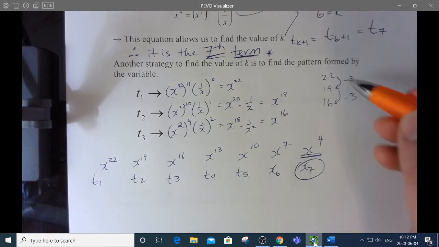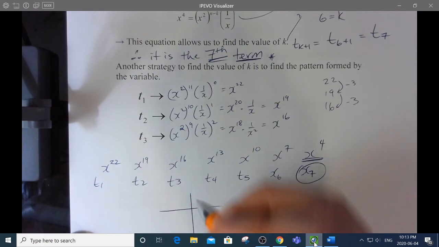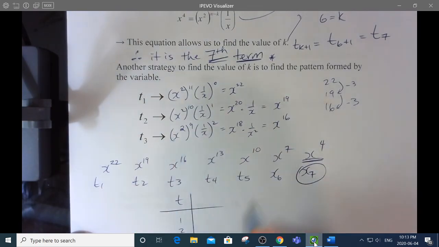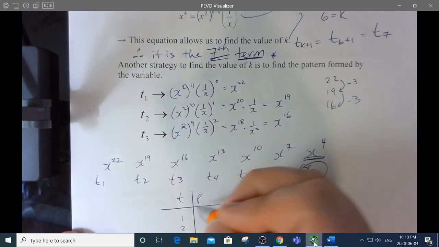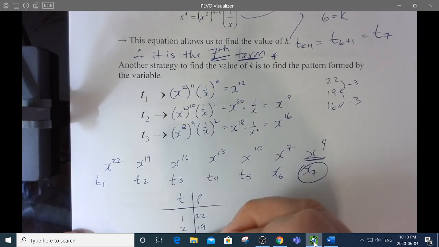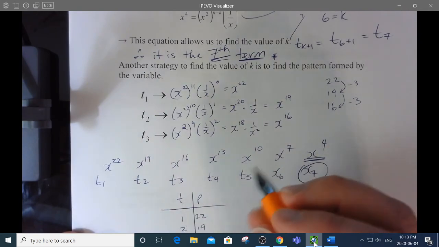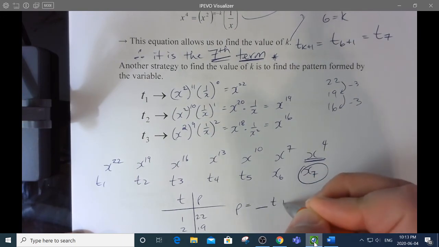They actually realize, oh, if I have a linear pattern, I can turn that into a linear equation. I can say that the term number, my first term, second term, third term, I just found out, have exponents. Now, I don't want to use x for exponent or e. I'll use p for power. The first term had a power of 22, the second one had a power of 19, and the third one had a power of 16. And then use y equals mx plus b. Use linear algebra.